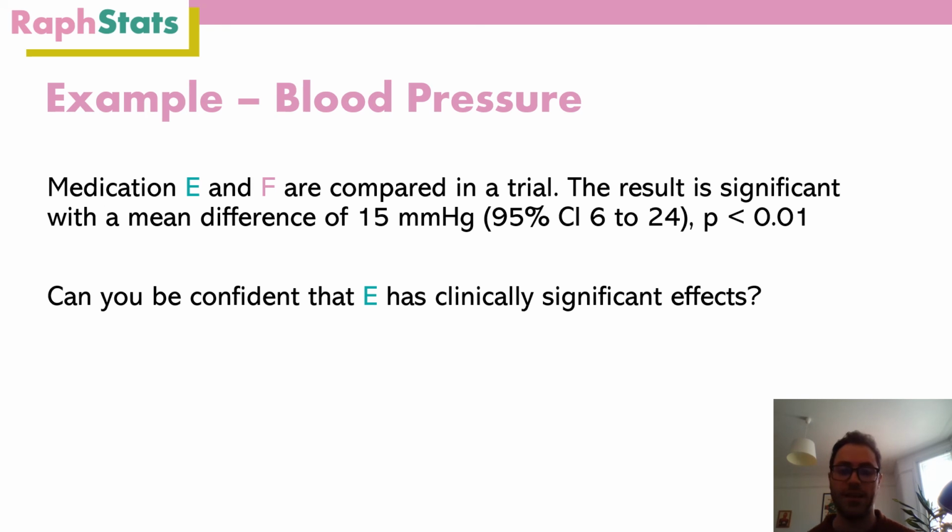For our second last example, we're going to have E and F, which we're comparing, and they've got a difference of 15. The confidence interval is 6 to 24. We've got a good p-value. Can we be confident that E has clinically significant effects? What do you reckon?